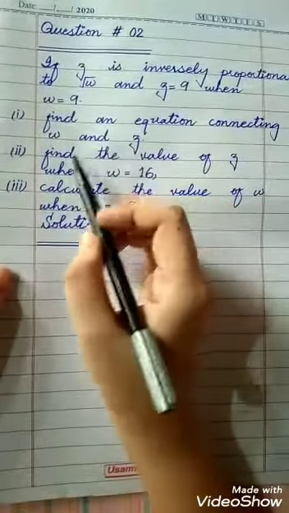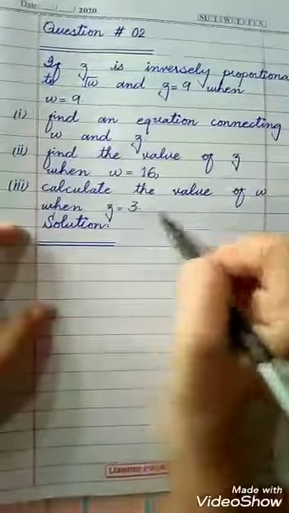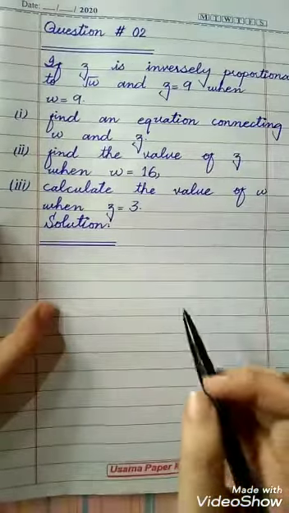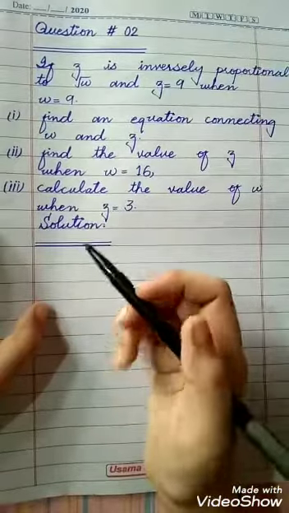Here we have to find an equation. Second, find the value of Z when W is equal to 16, and calculate the value of W when Z is equal to 3. Three parts we have to solve. This question is related to question number 1 as I have solved just now.